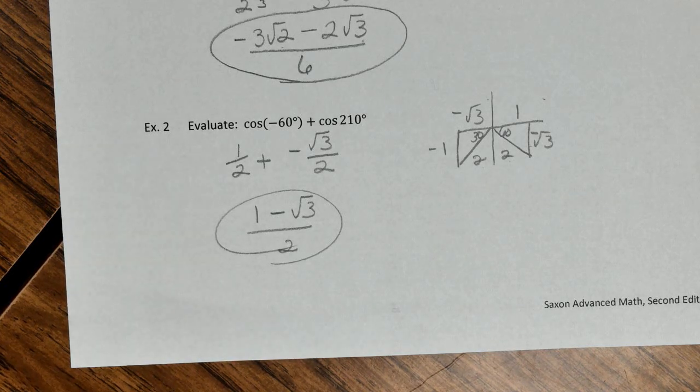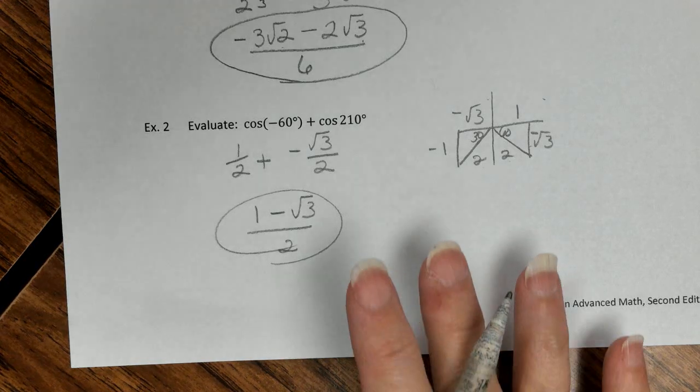But we still haven't seen any of those with angles that are larger than 360, so let's see what's on the other side.